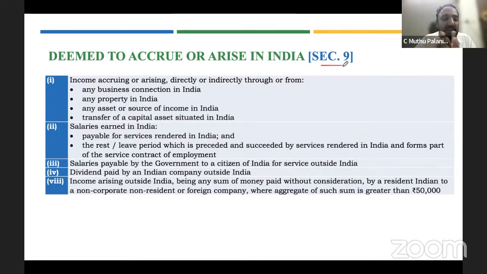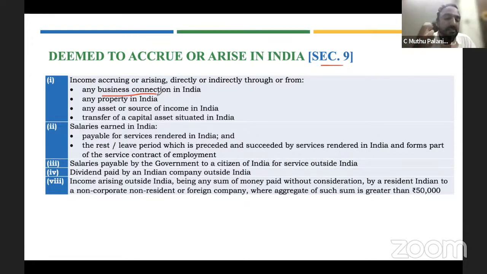So first is any income accruing or arising from a business connection in India, which means I have a subsidiary office, a temporary branch office in India through which I am operating from the US. I am doing some activity from this branch office and earning money, which means the branch office is in India. So there is a connection in India. Properties in India, again a connection. Any other asset, a share or any debenture or bond, if it's in India: if it's a share of an Indian company, it becomes deemed to accrue or arise in India. If it is a bond purchased in India, it becomes deemed to accrue or arise in India.